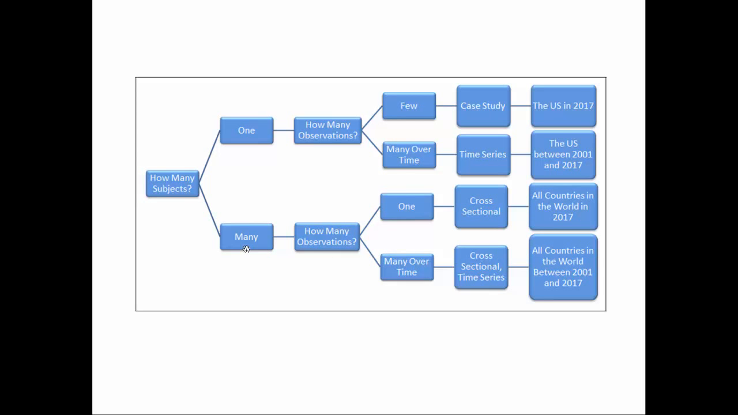If your variable applies to multiple subjects, and you have multiple observations per subject over time, then you have a cross-sectional time series variable. An example of this would be studying democracy in all countries throughout the world from 2001 to 2017. There would be multiple subjects, all countries in the world, with multiple observations each between 2001 and 2017.